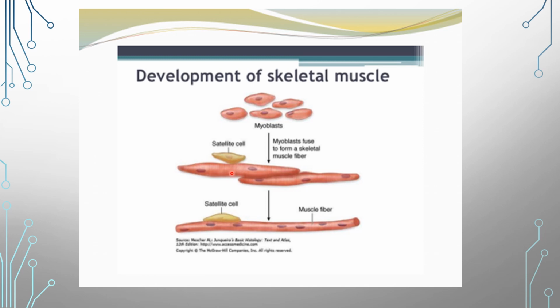These myotubes fuse to form the multinucleated cylindrical muscle fiber, and these nuclei tend to lie under the cell membrane, or the sarcolemma. A few of the myoblasts do not differentiate into myotubes and remain outside as satellite cells. These satellite cells, which are close to the sarcolemma, are progenitor cells, and they can give rise to muscle fibers in case of muscle injury.